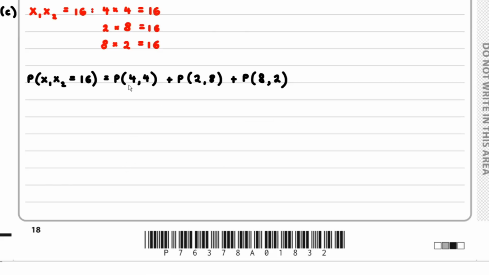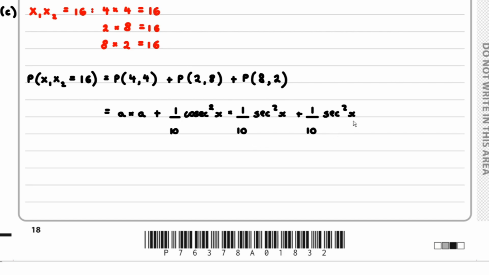The probability of 4 then another 4, that's a times by a. The probability of a 2 and an 8, that is 1 over 10 cos squared x times by 1 over 10 sec squared x. And the probability of an 8 and then a 2, that is 1 over 10 sec squared x times 1 over 10 cos squared x.